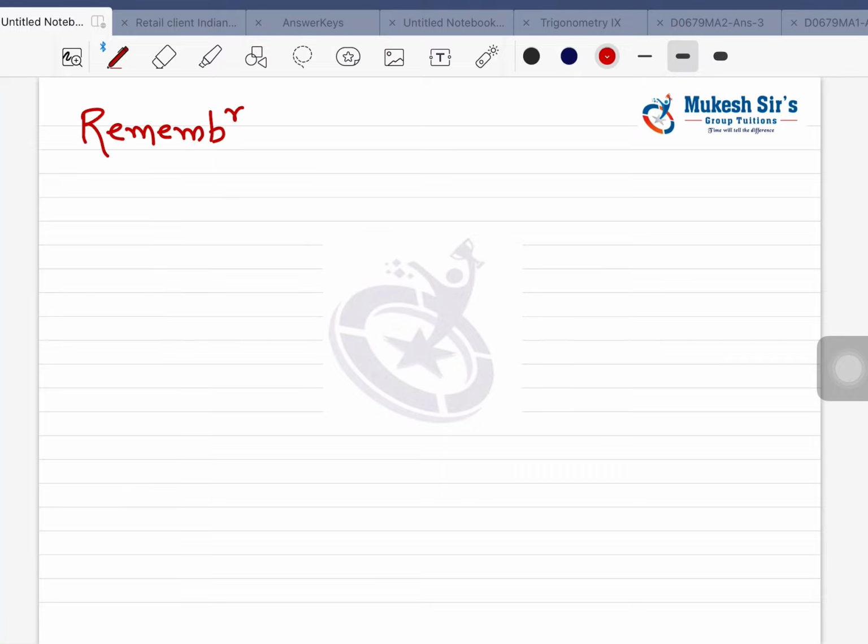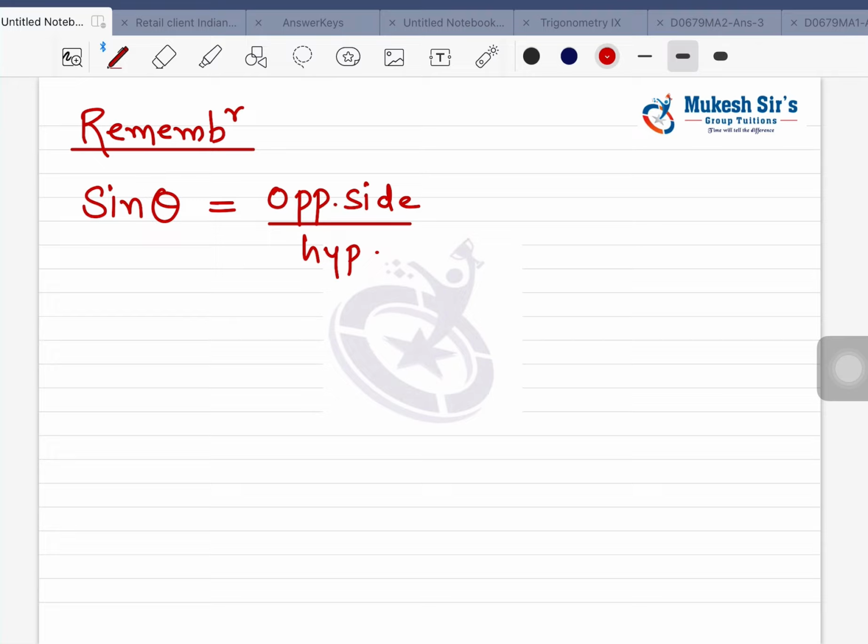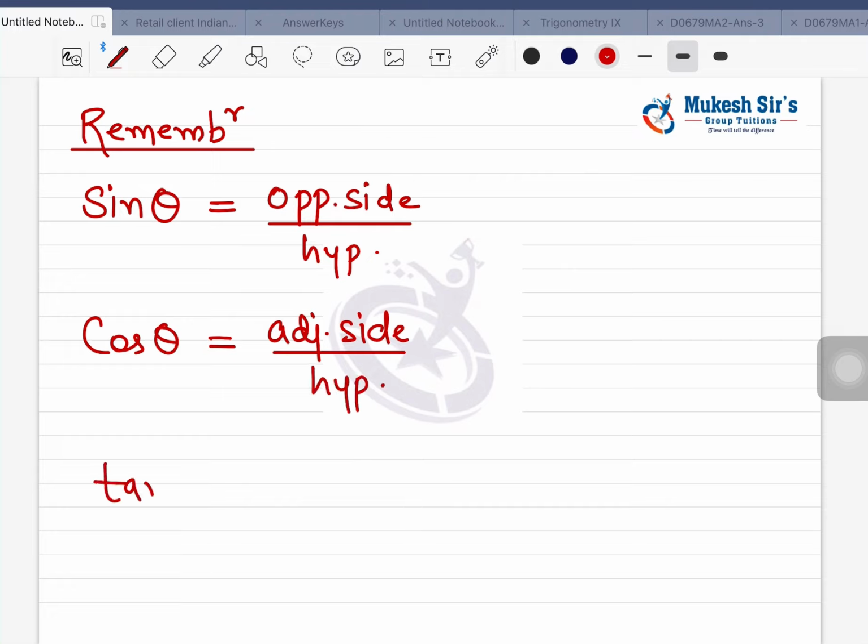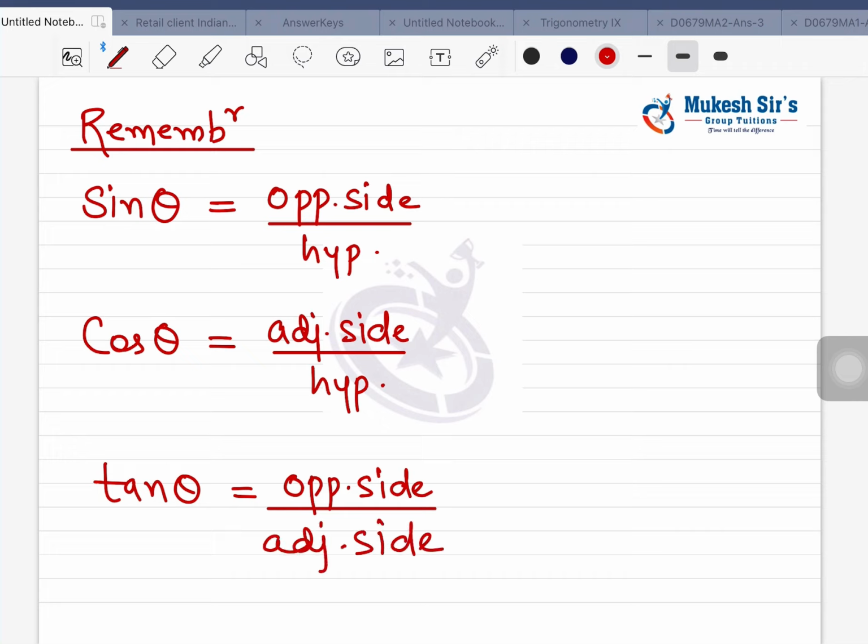So everyone remember this very thoroughly. Please write it down and learn them by heart very thoroughly. Sine of any angle is equal to opposite side upon hypotenuse. Cos of any angle is equal to adjacent side of that angle upon hypotenuse. And tan of any angle is equal to opposite side of that angle upon adjacent side of that angle. So opposite side upon adjacent side. Clear? So these three ratio definitions are very important.